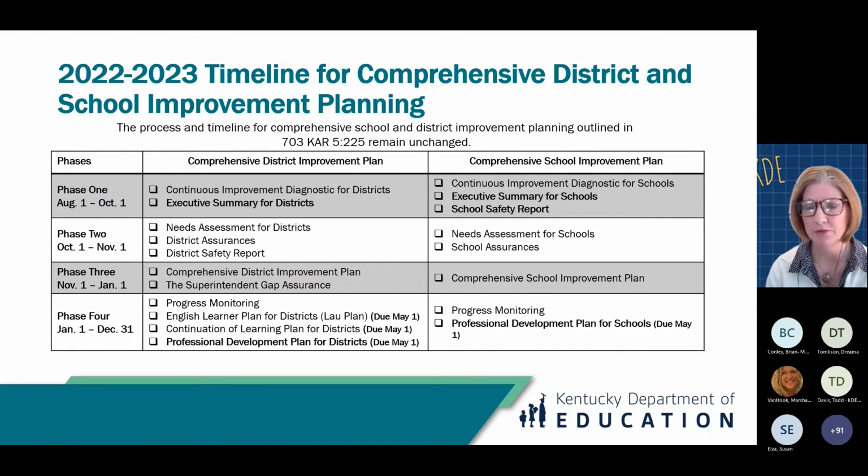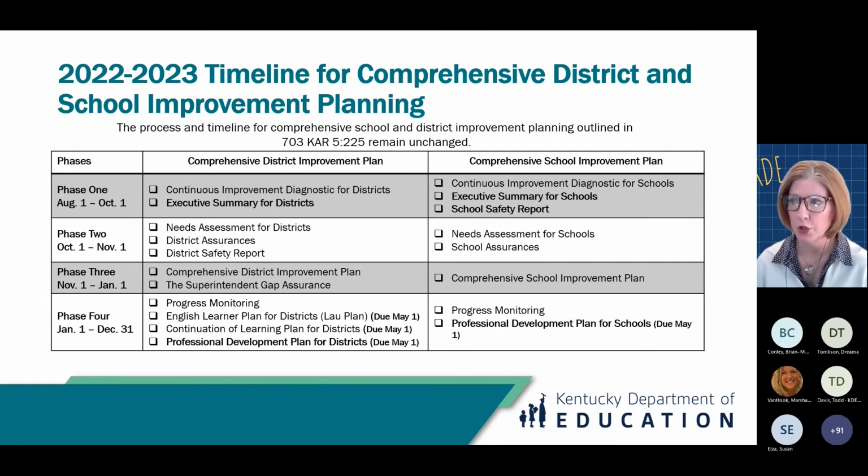So here's the timeline for this year, and I'll just talk briefly about some of the changes in it, and then we'll talk about each of the diagnostics, and some of the other consultants who are here can share with you maybe some of the reasoning for some of the changes within the timeline. So we just finished phase one a few weeks ago. You completed the continuous improvement diagnostic for both districts and schools. You completed the executive summary for both districts and schools, and that was new for phase one. That had been moved up to phase one.